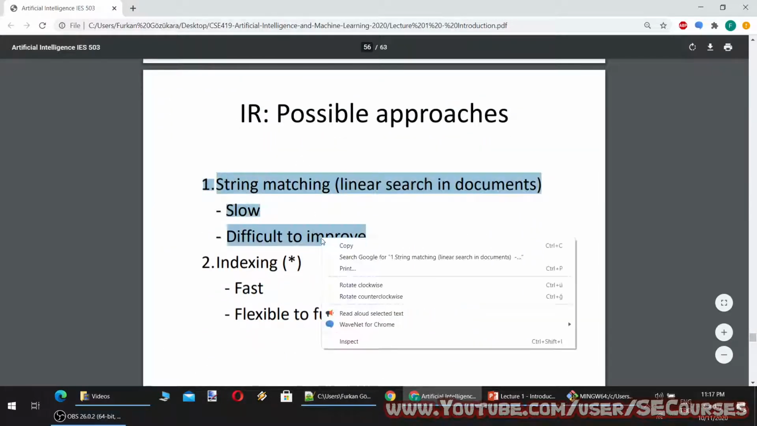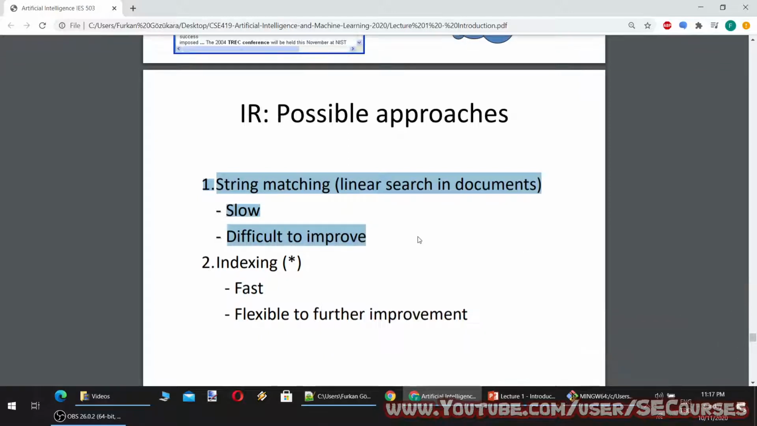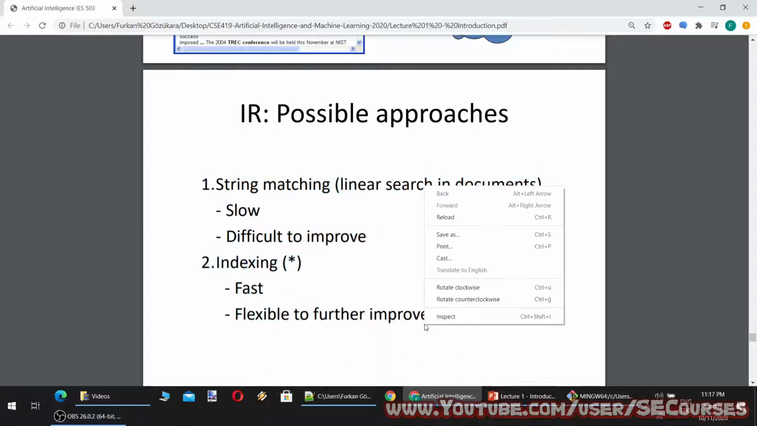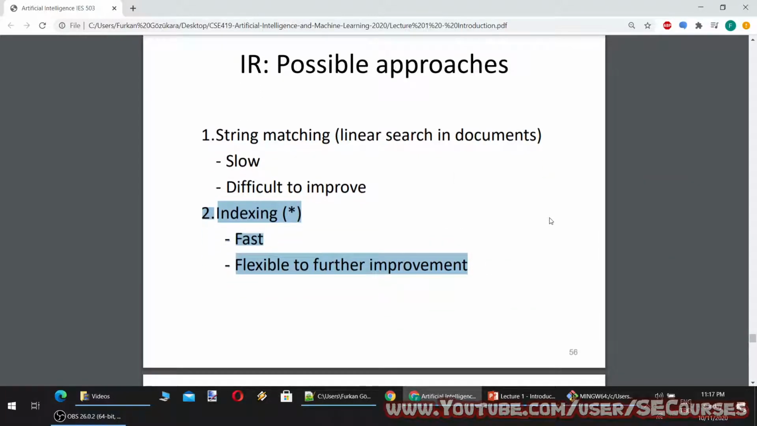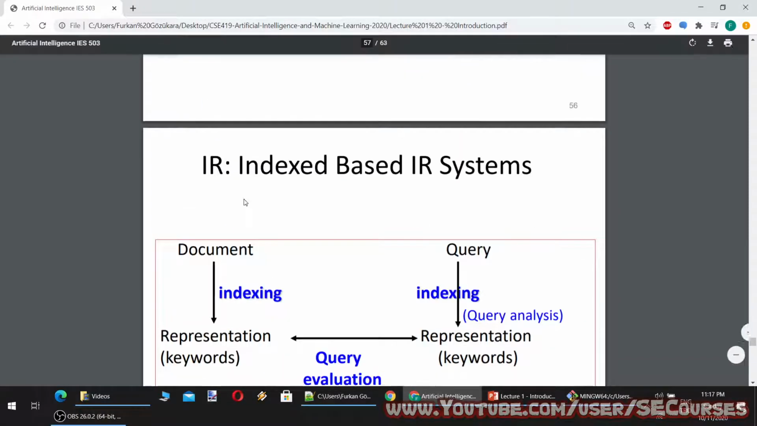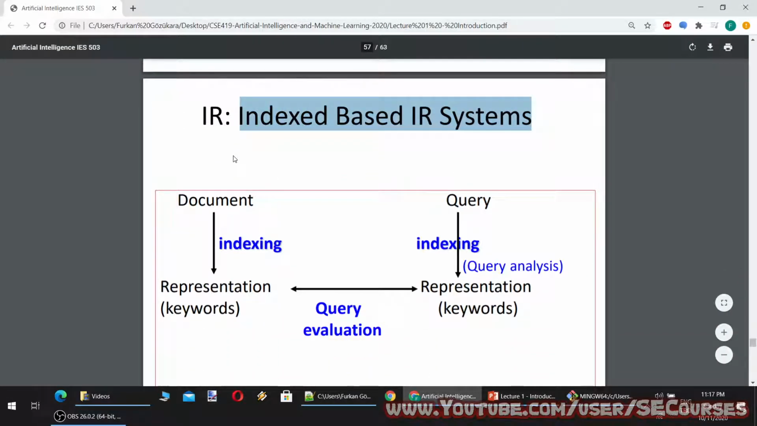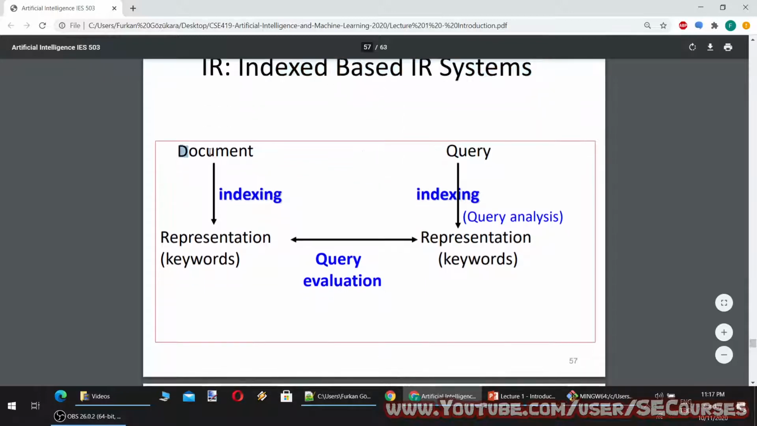Okay, possible approaches. 1. String matching, linear search in documents: slow, difficult to improve. 2. Indexing: fast, flexible to further improvement. Indexed-based IR systems, information retrieval systems: document indexing, representation keywords, and query indexing, query analysis, representation keywords, query evaluation, representation keywords.